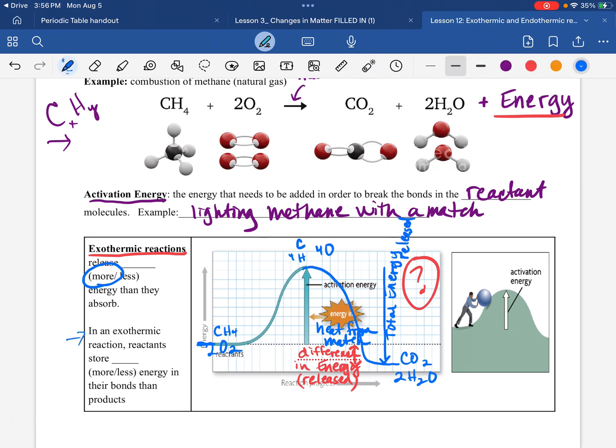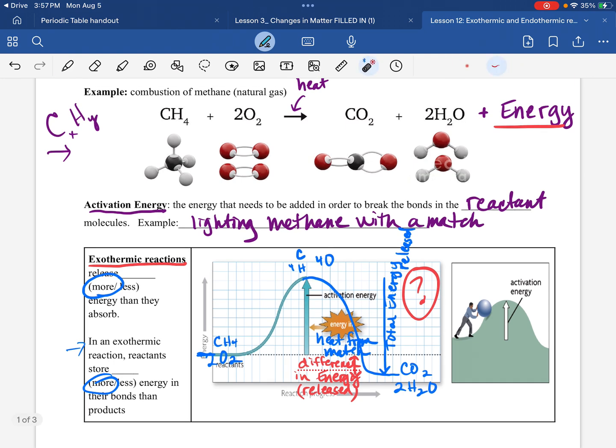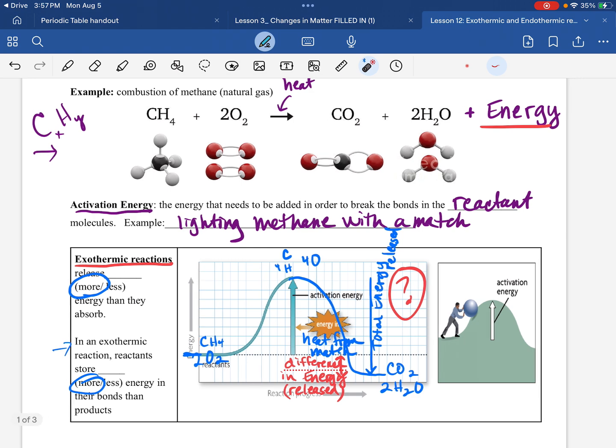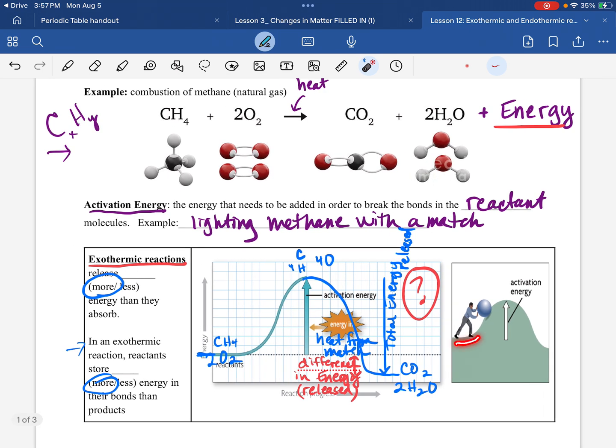Okay, so let's fill out this last part. In an exothermic reaction, reactants store more energy in their bonds than the products. That's what we were just talking about. So these bonds here are storing a lot of energy. And then these bonds, not so much.